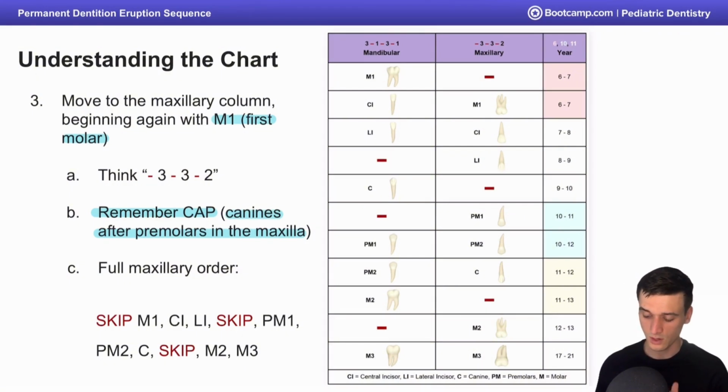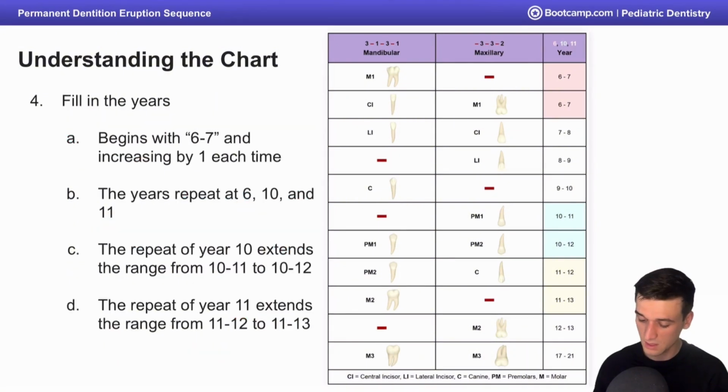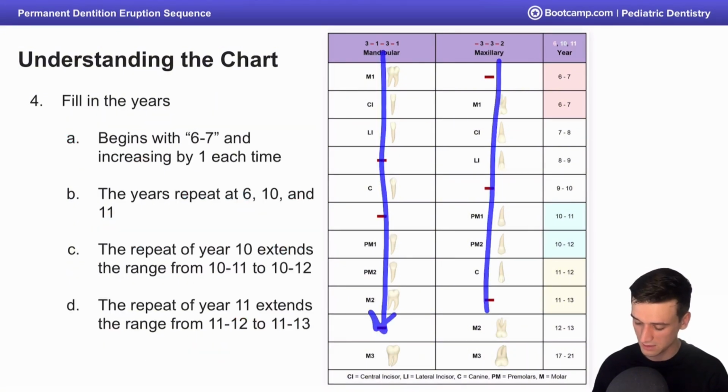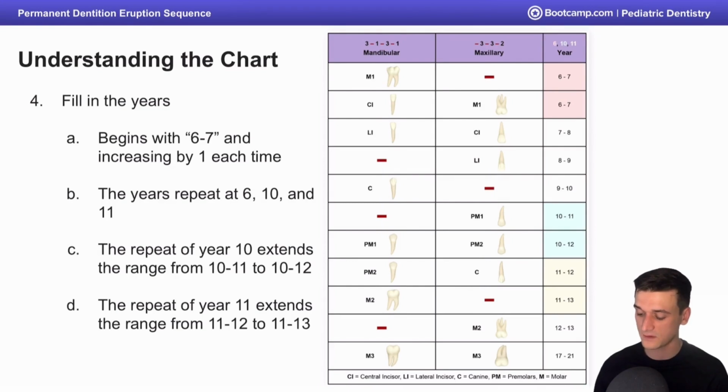So if we go over to our table to fill it in, we'll start with our skip in the maxillary column because the mandibular first molar is the outright first permanent tooth to erupt into the mouth. Then after the skip, we have 3, so we'll plot our first molar, our central incisor, and our lateral incisor. We have another skip, and then we're going to forego the canine for now because remember CAP, canine after premolars. We'll do the first and second premolars and then the canine. We'll take our last skip, and then we will plot our second and third molars. So now that we have fully plotted our mandibular and maxillary eruption sequences, we can go ahead and fill in our years column.